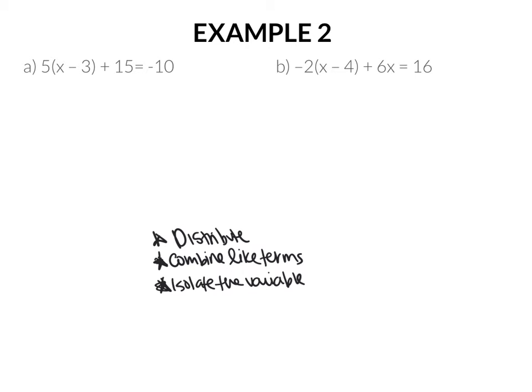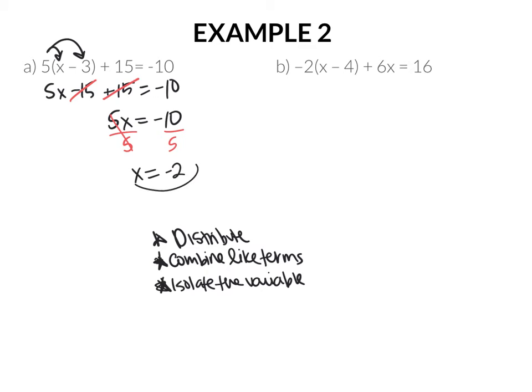We're going to distribute first. Let's look at example A. I distribute the 5 to the x and then a minus 3, giving me 5x minus 15. I bring down what I haven't used yet, plus 15 equals negative 10. Now when I go to combine my like terms, you'll notice that negative 15 and positive 15 already make 0. I don't have to add 15 to both sides because it was already present on the left side. When I bring down the 5x I haven't used, it equals negative 10. When I isolate my variable by dividing, I get x equal to negative 2.